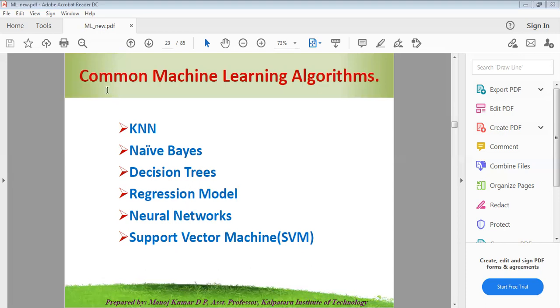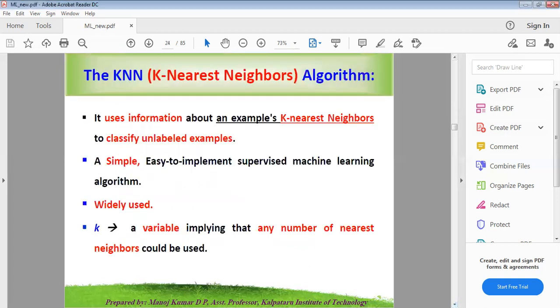So for that we go with the first one, KNN. K is the number of values or elements, and NN means nearest neighbor. I will be telling you that in this coming lecture. The K nearest neighbor algorithm uses information about the K nearest examples to classify an unlabeled example.